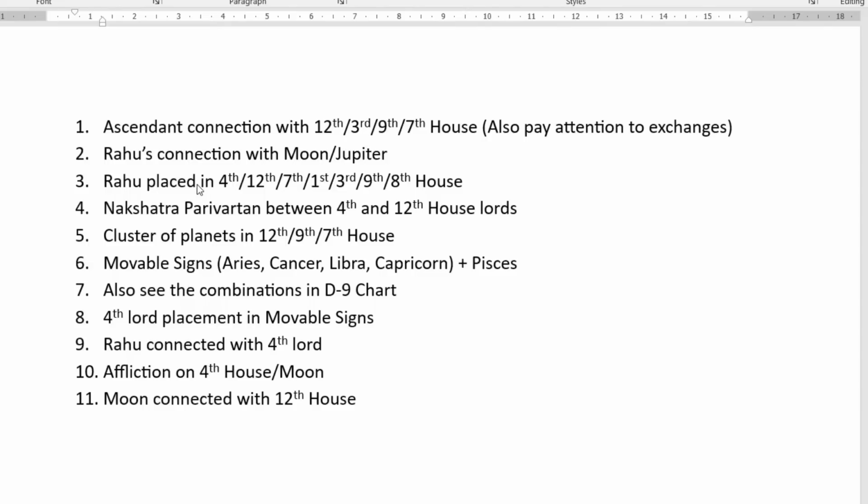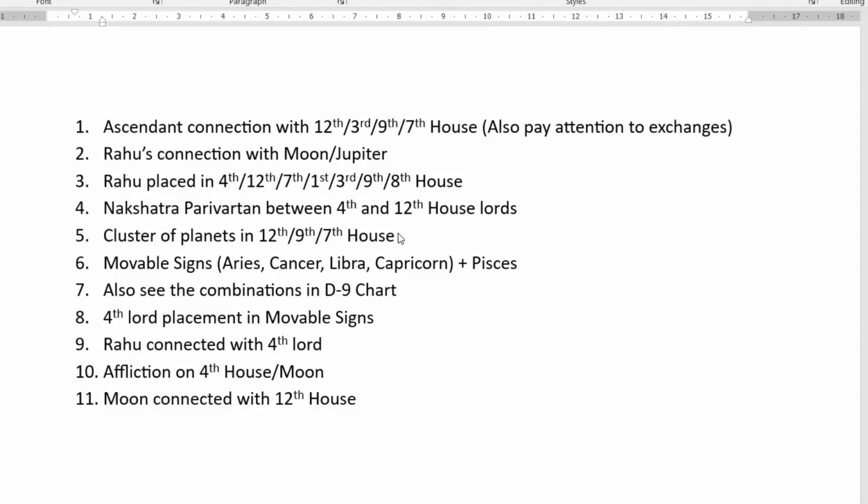Then something which I did not mention while speaking. This is the nakshatra parivartan happening between the 4th and the 12th house lords. Nakshatra parivartan, as in, suppose we take an example of a Virgo ascendant. The 4th house is ruled by Jupiter. Now suppose Jupiter is placed in Uttara Falguni nakshatra, which I mention because it is ruled by the sun. Or let's say Jupiter is placed in Kritika nakshatra, that is also ruled by the sun.